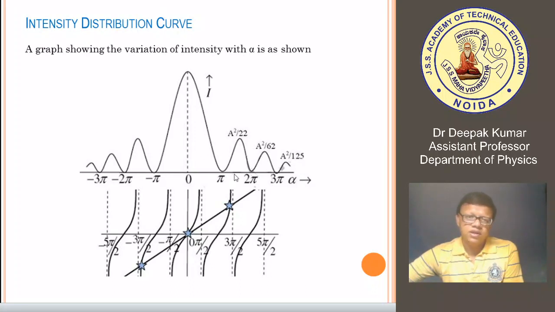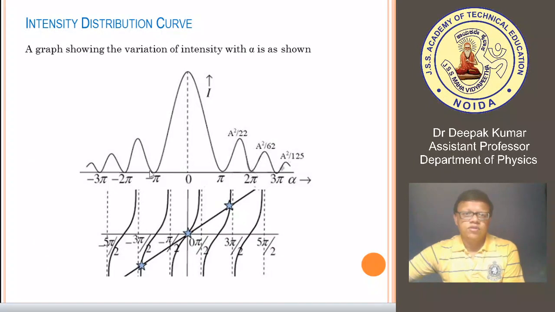The primary minima are obtained at pi, 2 pi, 3 pi and so on, whereas secondary maxima are obtained at 3 pi by 2, 5 pi by 2, 7 pi by 2 and so on. The central maxima is at alpha equals 0, and it is formed exactly at the center of the screen for all the rays for which theta equals 0 degree, which corresponds to all the rays which are undiffracted or going perpendicular to the slit.